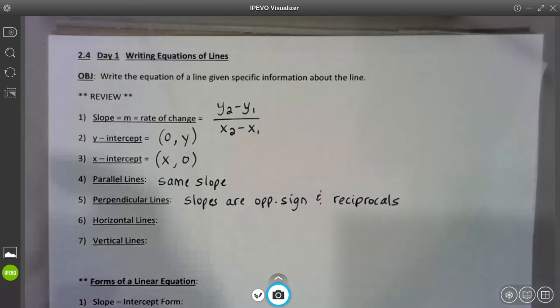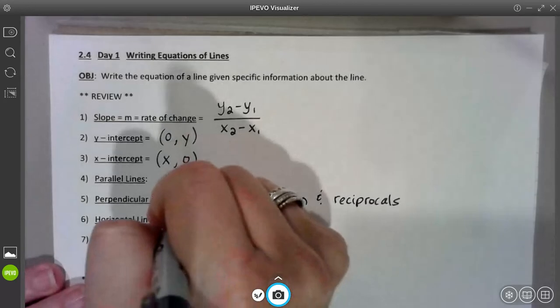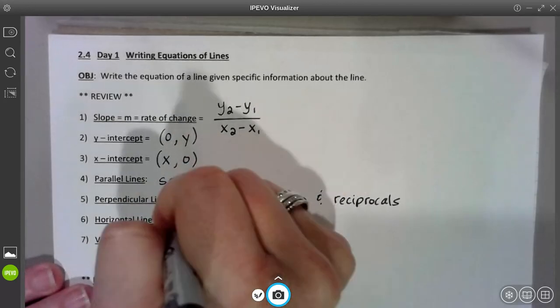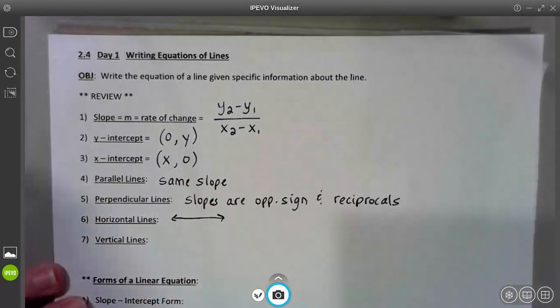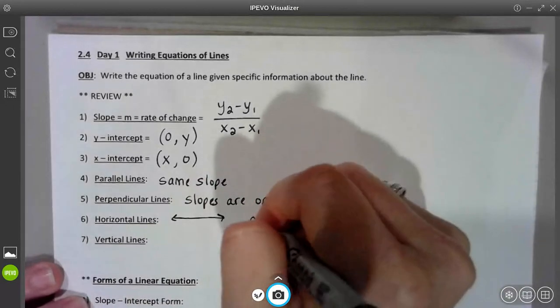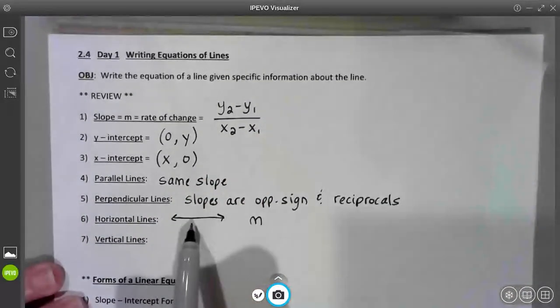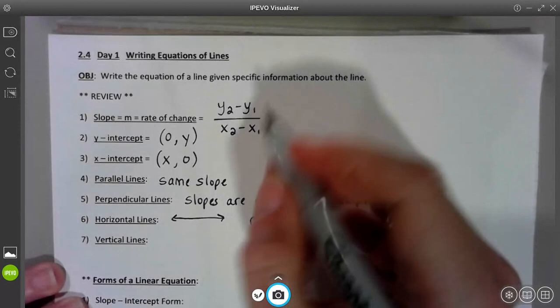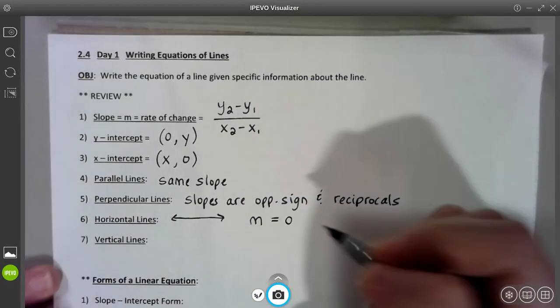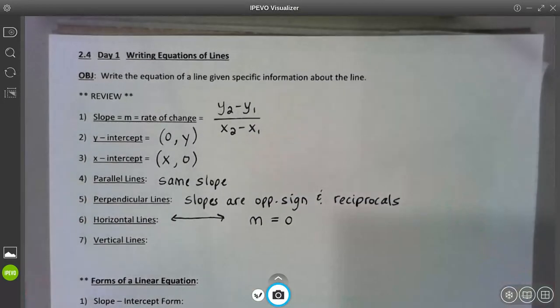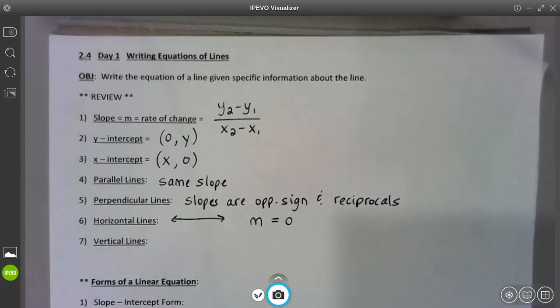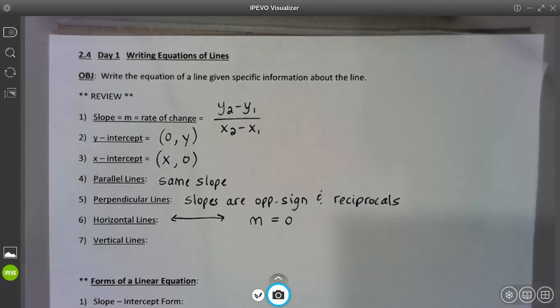Horizontal lines, all right? These were lines that are straight across. They don't rise, they don't fall. They are literally straight across. If you guys remember, the slope of a horizontal line, because there's no change in the y coordinate, is always 0. So if they say write the equation of a line whose slope is 0, you should be saying to yourself, wait a minute, the slope is 0? That's a horizontal line.